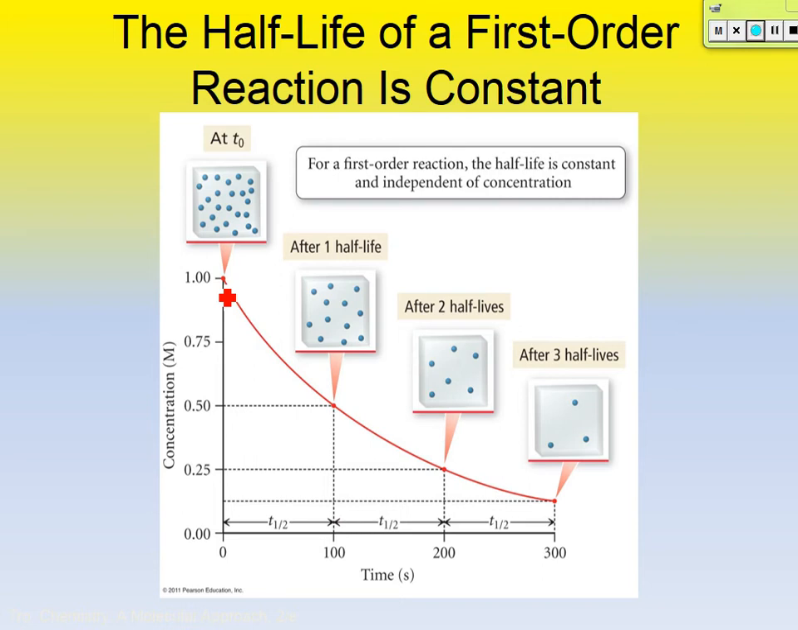Okay, the half-life of first-order reactions is constant. So if it's 100 seconds in the first half-life, the second half-life is going to be also 100 seconds. And so this half-life is constant.